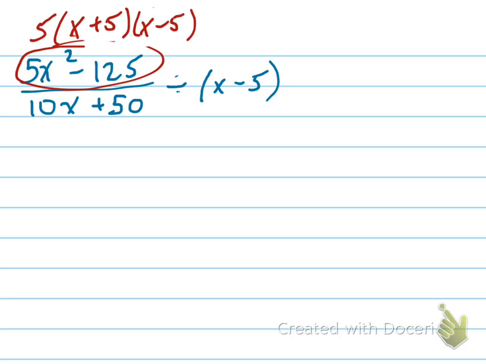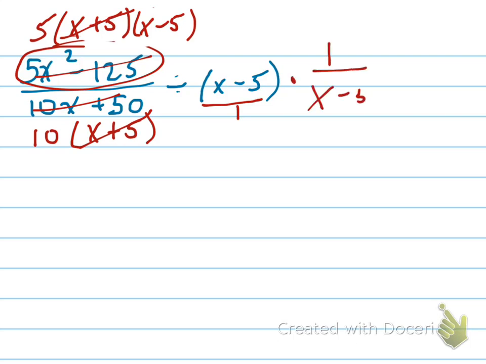And it's a good thing too, because on the bottom here, when I take a 10 out, it's going to leave an x plus 5 here. So before I do anything else, I'm going to cancel out the common factors there. Now if I'm dividing that by x minus 5, that's like x minus 5 over 1, and dividing by x minus 5 over 1 is the same as multiplying by, I shouldn't write x, I should write a dot, multiplying by 1 over x minus 5.